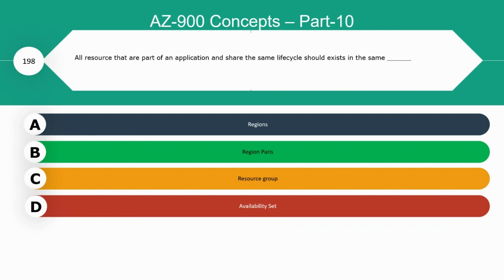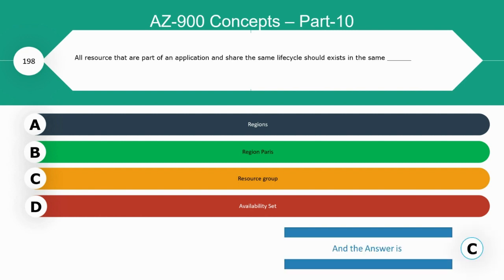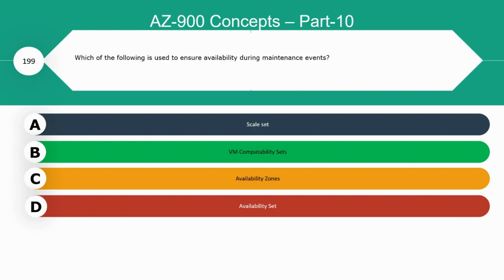Next question, all resources that are part of an application and share the same life cycle should exist in the same dash: region, region pair, resource group, or availability set. The right answer for this question is option C, that is resource group. You can use the resource group to group all the resources that come under a project lifecycle, and so C is the correct answer.